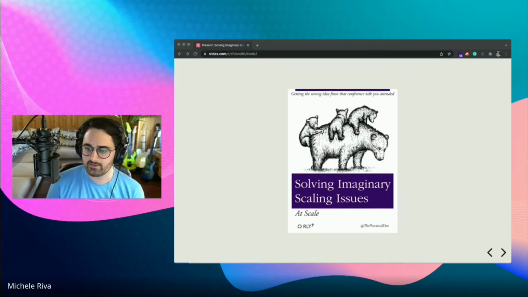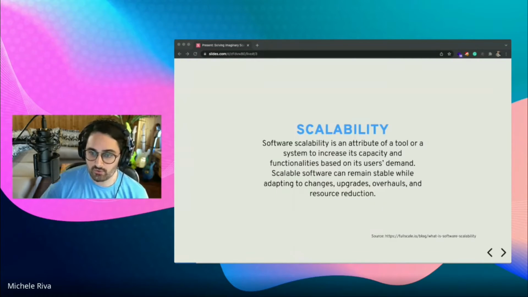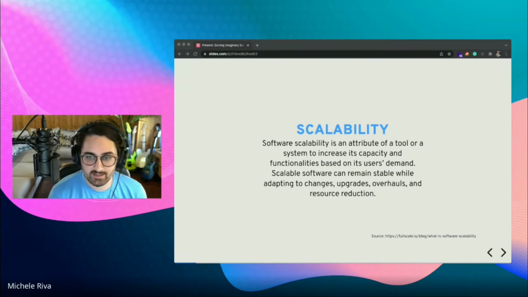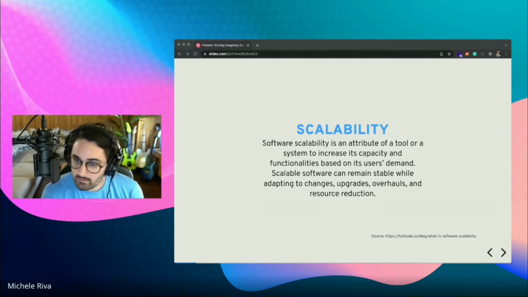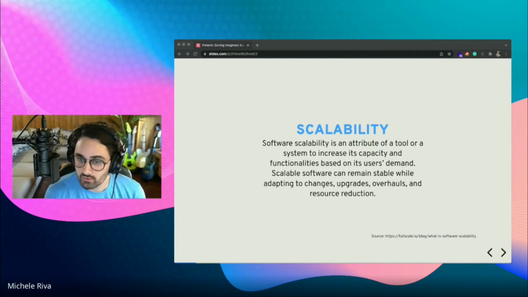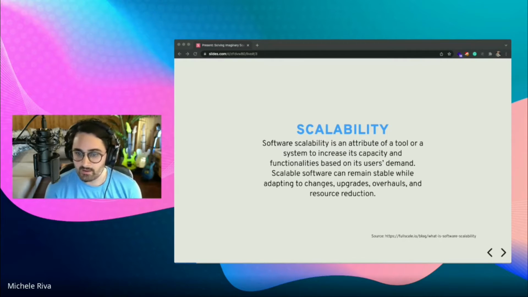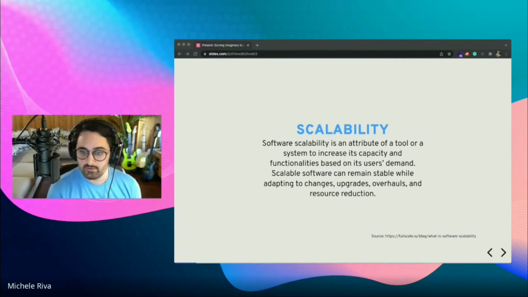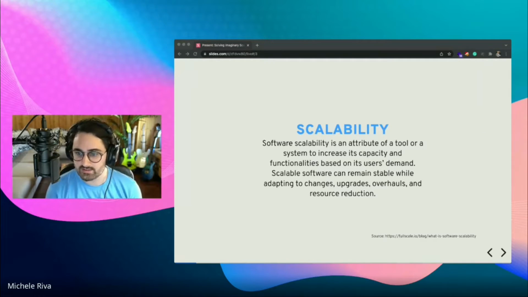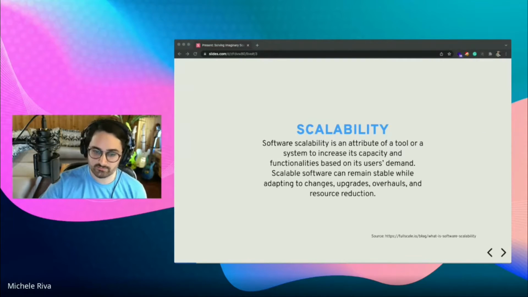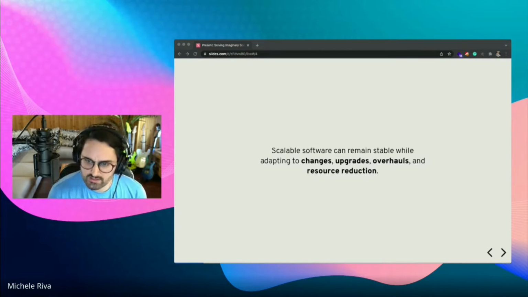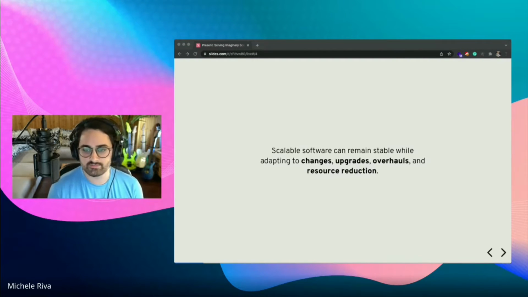So before we get into the imaginary scaling issues, I want to talk about scalability. So what is scalability? Fullscale.io says that scalability is an attribute of a tool or a system to increase its capacity and functionalities based on its users' demand. Scalable software can remain stable while adapting to changes, upgrades, overhauls, and resource reduction. So that's really important, and we want to focus on 4 different concepts.